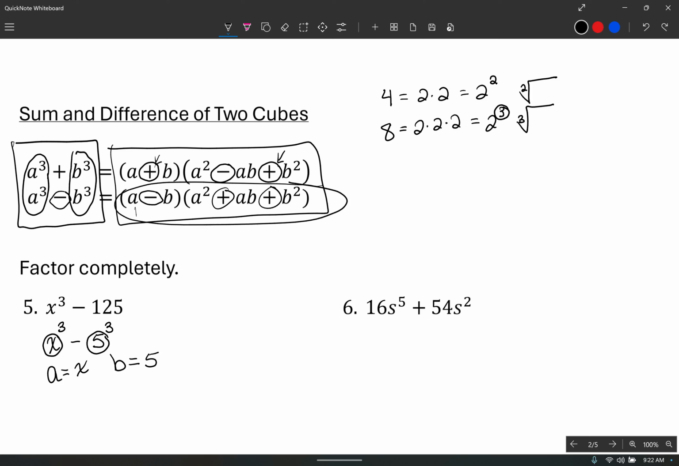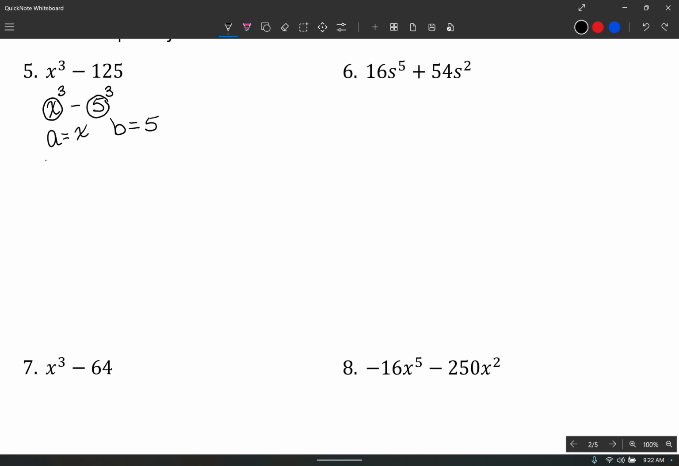So I have my a minus my b. Then I have to square my a, multiply a and b, and square my b. So I have a binomial in the front, and I know that between my two perfect cubes, that's the sign that will be in the binomial. A goes in front, b goes at the back, and then I have a trinomial.